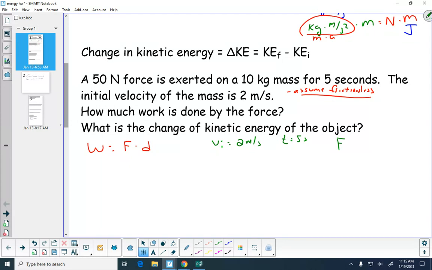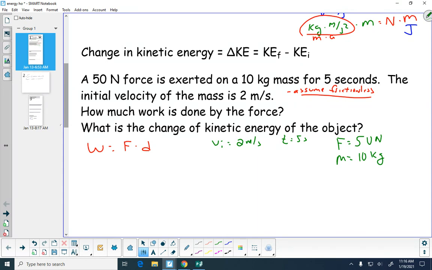We have a force of 50 newtons. We have a mass of 10 kilograms. We have no friction. What other value can we calculate here? Ozzy? Acceleration has to be what?